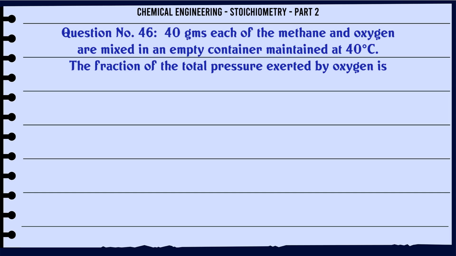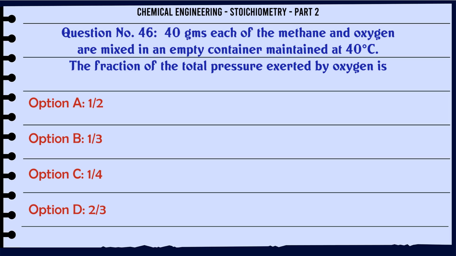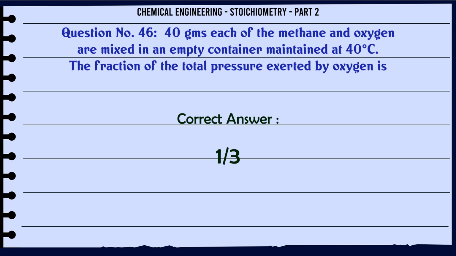40 grams each of methane and oxygen are mixed in an empty container maintained at 40 C. The fraction of the total pressure exerted by oxygen is A. 1.2, B. 1.3, C. 1.4, D. 2.3. The correct answer is 1.3.